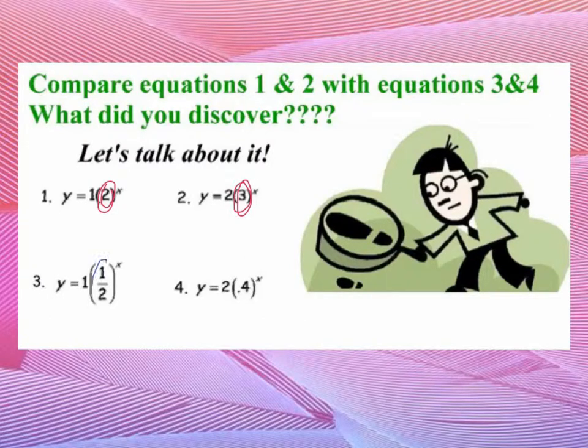And then look at the second equation. Notice that this number is less than 1. It's 1/2. This number is also less than 1. It's just 0.4. And that has an influence on the different graphs that we have seen.